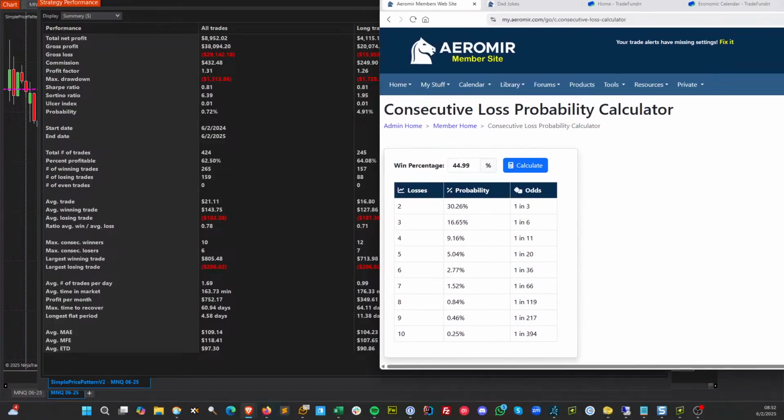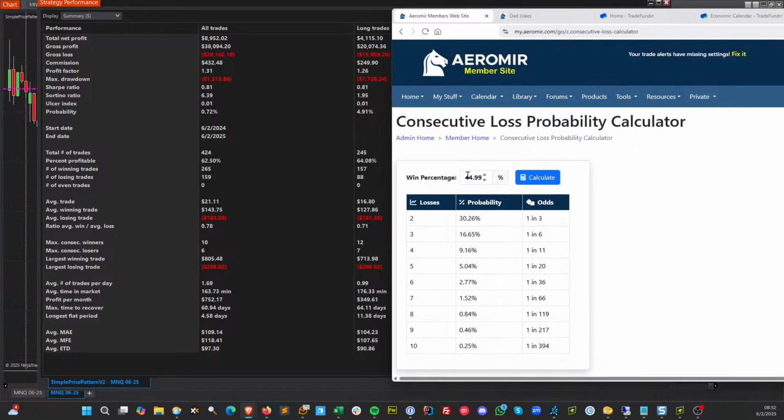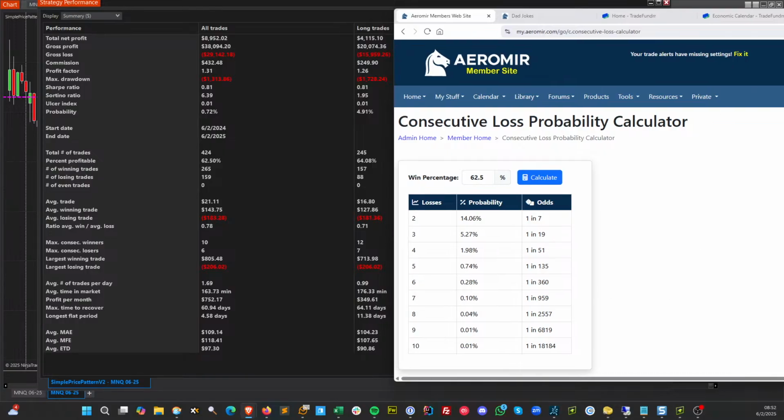So again, if you go back to my probability of loss calculator, 62.5. So in a year, you can expect maybe 5 losses in a row would not be unusual. 6 would be like every year and a half kind of thing. And 7 losses in a row would be like every 4 years. So not very common.